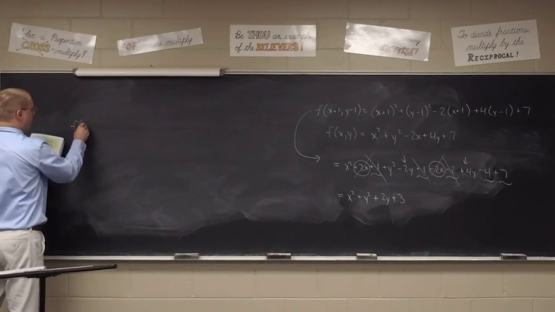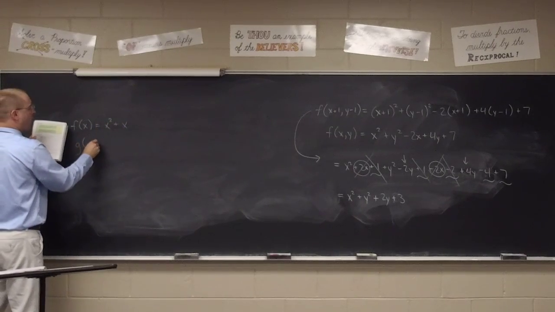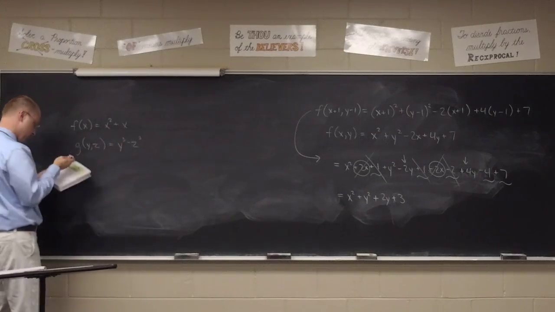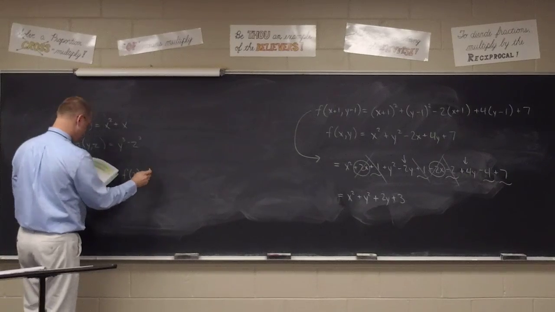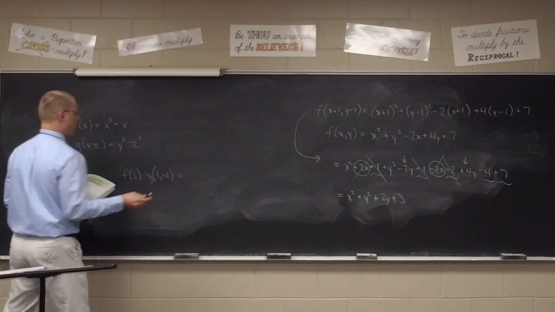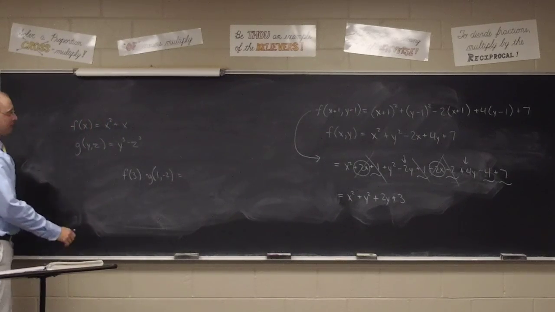All right, let's drop down to number 9, and this is a fun one. We've got f of x is x squared plus x. We're also given that g of y, z is y cubed minus z cubed. They want us to find f of 3 times g of 1, negative 2. Well, obviously, the first thing we ought to find, class, is f of 3. What is f of 3?